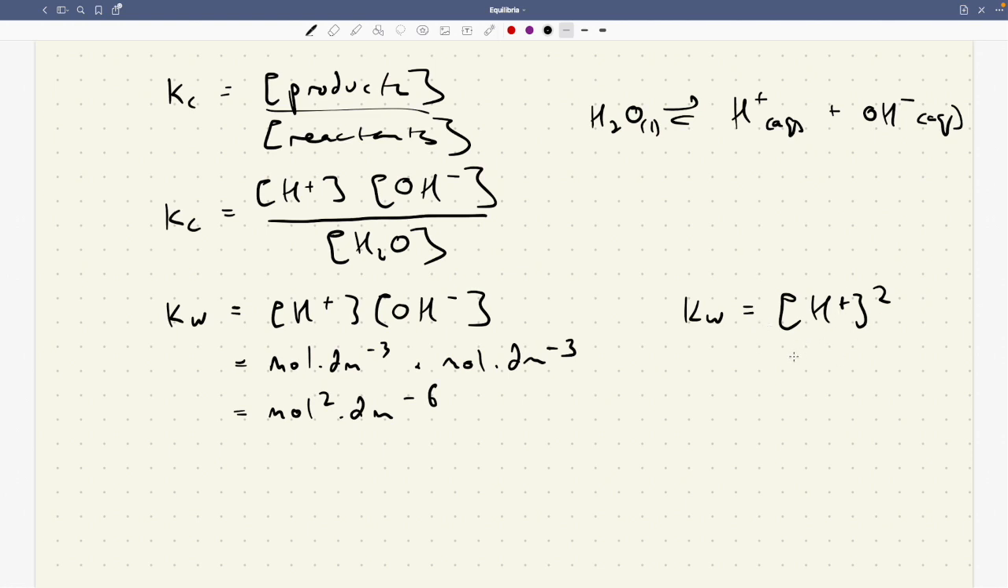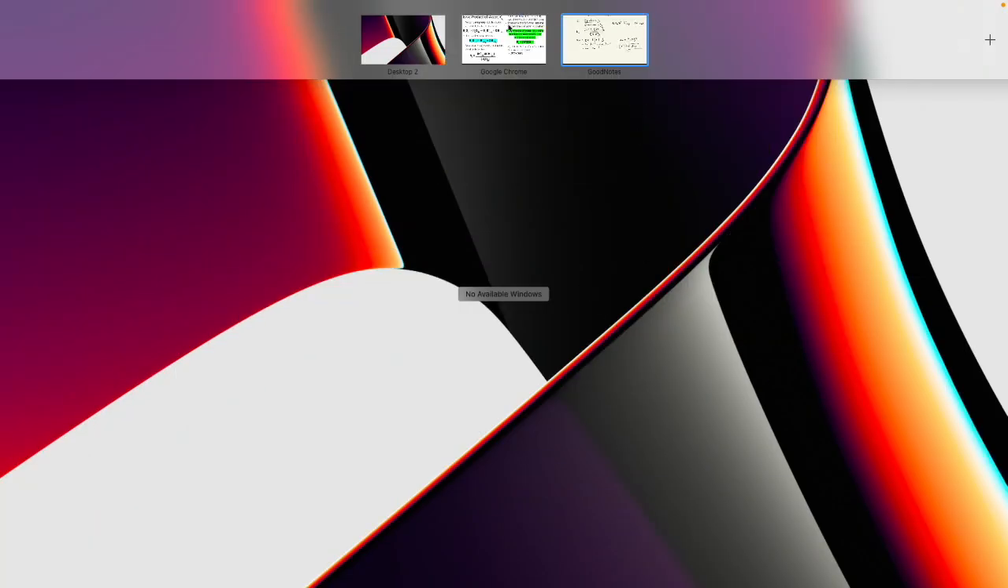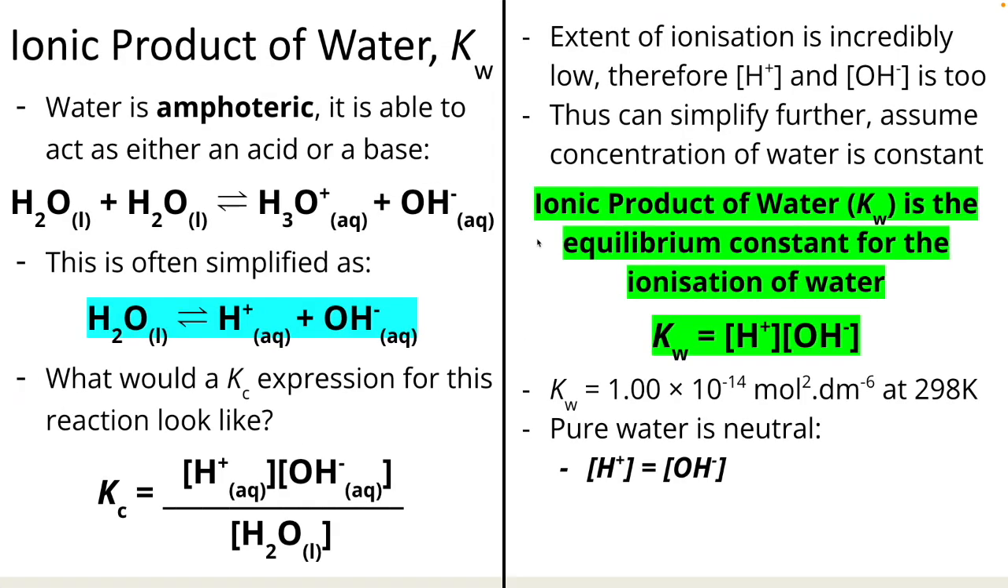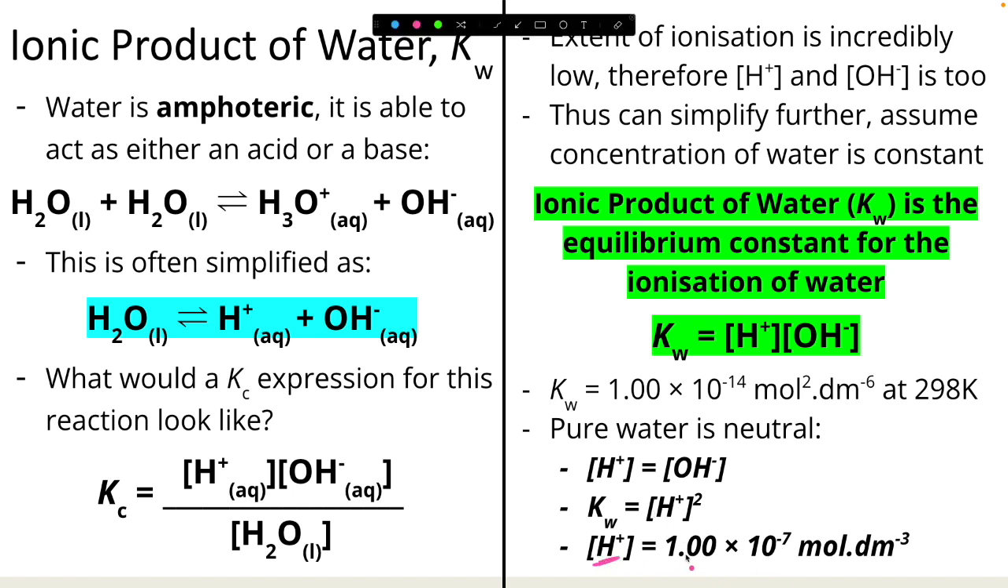We can rearrange this to work out what the H+ of water is. Because we know the Kw, we can rearrange this equation to get the concentration of H+ equaling the square root of Kw. As we have a value for Kw, which we just said was 1.0 times 10 to the minus 14, if we calculate that, that'll give us our concentration of H+ in pure water. So Kw is equal to H+ squared. If they're equal, punch that in and we get a value for the concentration of H+ in pure water, being that many moles per decimeter cubed.